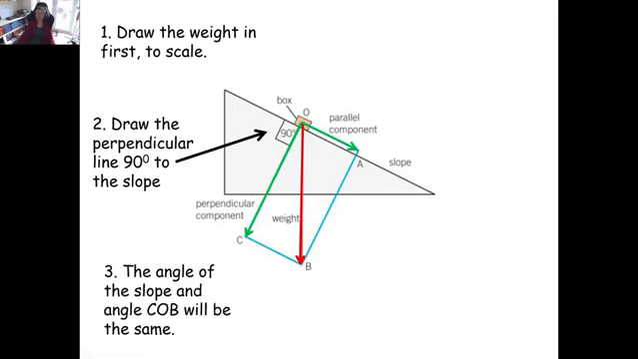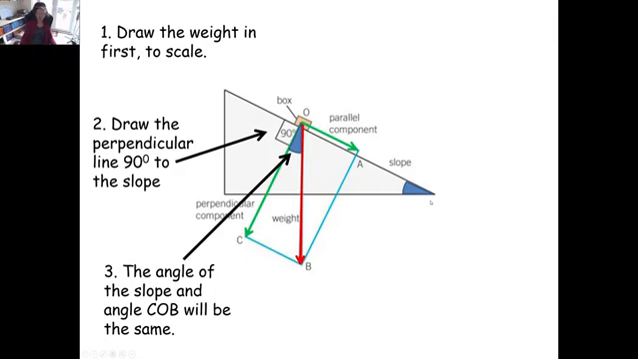Now the angle of the slope here and the angle COB, which is this angle, are going to be the same. At this point I'm not going to go into the geometry of that, but if you want me to at some point, then I can explain that, but I won't do that here. For the moment, if you know the slope, then that angle is going to be the same.